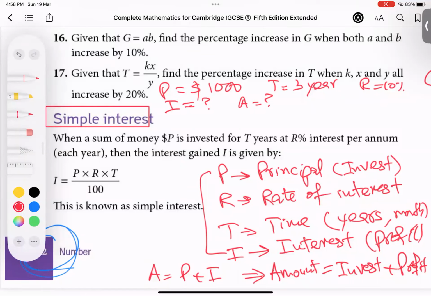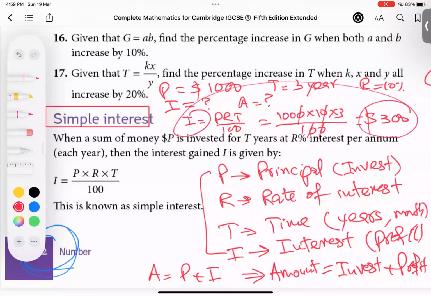So let's start. First of all, I equals PRT divided by 100. P is 1000, the rate of interest is 10%, and time is 3 years. I'm applying it: P is $1,000, rate is 10, time is 3 years, divided by 100. This zero cancels, this zero cancels. He got a $300 profit. So this is called a profit. I stands for interest or profit, no problem at all.